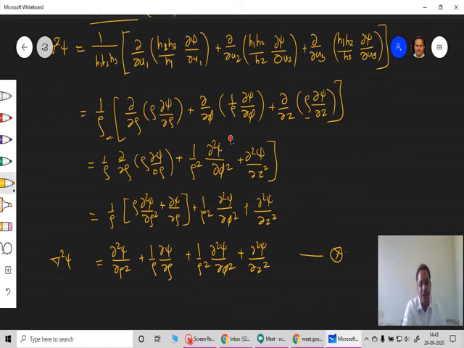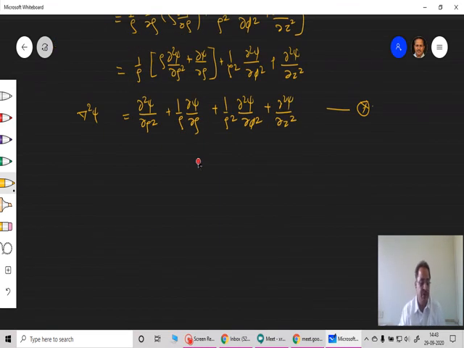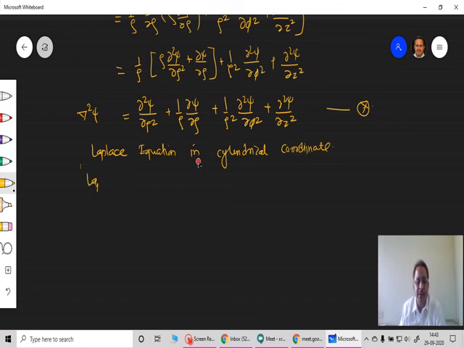So in one statement here we can write the del square. From this, the Laplacian operator, this is the Laplace equation in cylindrical coordinates, and hence the Laplacian operator, you can write del square. Remove psi everywhere here. You will get del square upon del rho square plus 1 upon rho times del psi upon del rho.